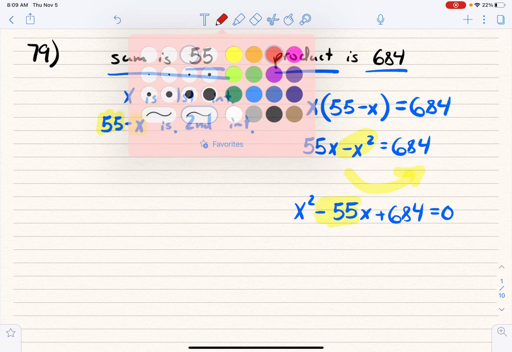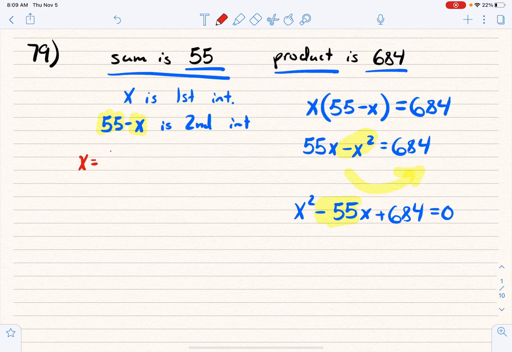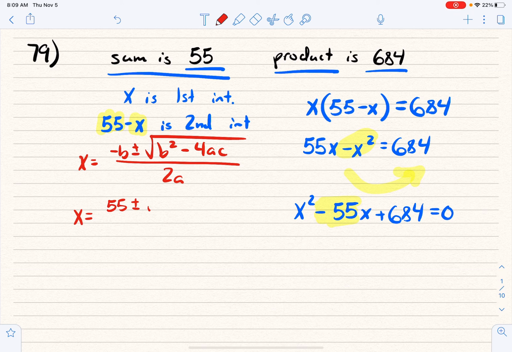And so I'm going to say, well, I know that x is equal to negative b plus or minus the square root of b squared minus 4ac, all over 2a. And so that would mean that x is equal to negative b, so that would be 55, plus or minus the square root of 55 squared. What is that, 3025, I think? 3025 minus 4 times a, which is 1, times c.